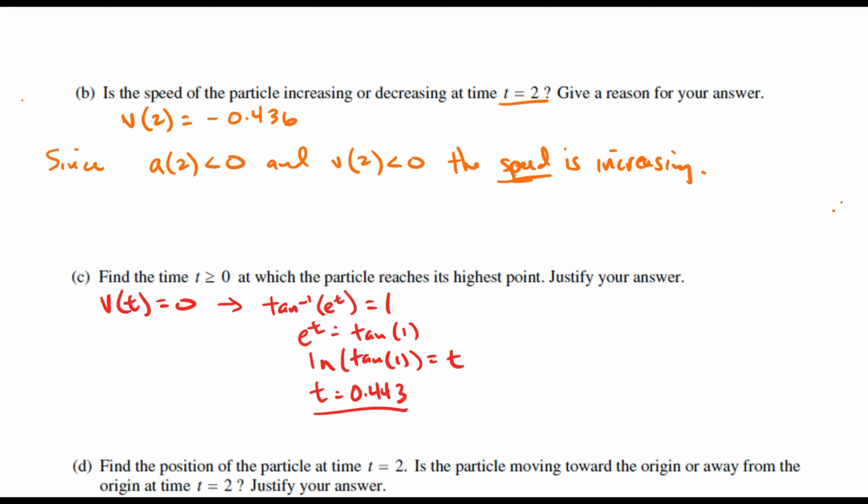Alright, so that's a possible critical value, but highest point implies absolute max. So that means we need to check our bounds as well. But the only bound I have is 0. So I need to check two things. I need to check what's happening at 0, what's happening at 0.443, and then what's happening beyond 0.443. So if we check 0.443 and then beyond, we know that this is 0 here. What's happening between 0 and 0.443?